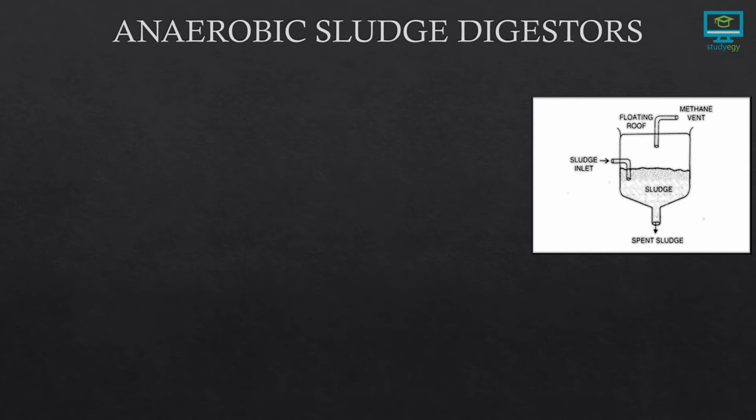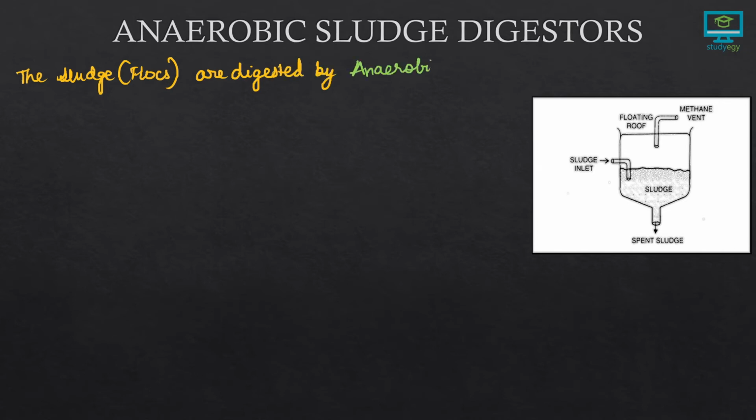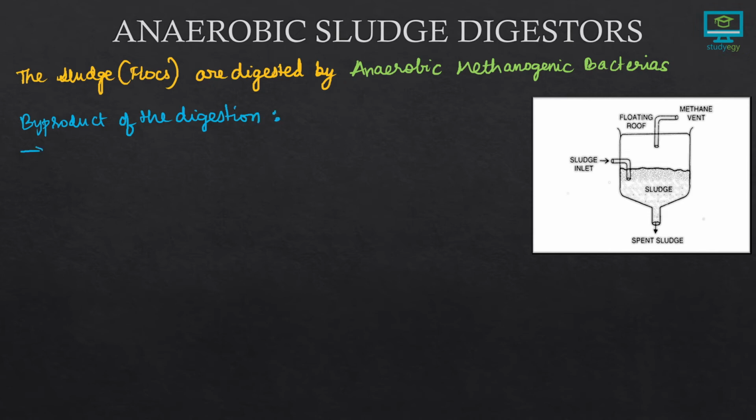So now what happens in these anaerobic sludge digesters? The sludge or the flocs are digested by the anaerobic methanogenic bacteria. As the byproduct of the digestion, we get methane, hydrogen sulfide and carbon dioxide. So if you can remember, these three are the constituent gases present in the biogas. So it can be used as a source of energy.